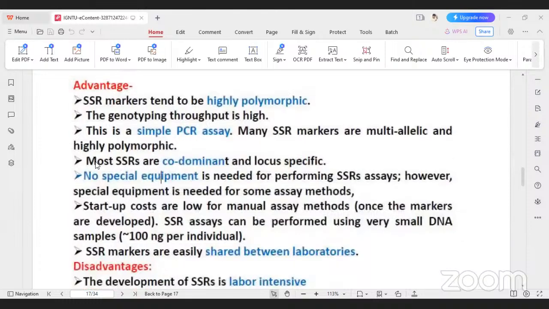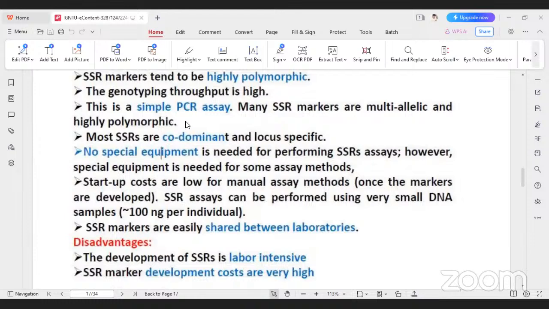Advantages of these markers: they tend to be highly polymorphic when compared with RFLP and even RAPD. The genotypic information is high. This is a simple PCR assay like RAPD. Many SSR markers are multi-allelic and highly polymorphic. Most SSRs are codominant and locus specific. No special equipment is needed for performing the SSR assay.